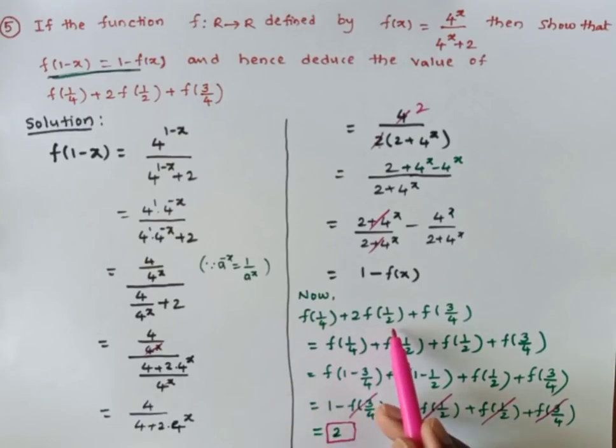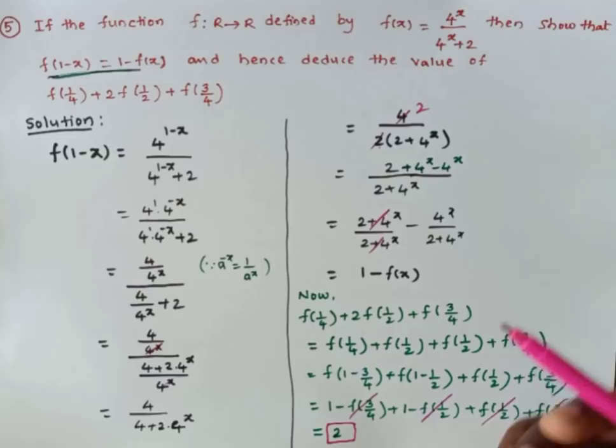So f of 1 by 4 plus 2 into f of 1 by 2 plus f of 3 by 4, the value is 2 by using this relation. If we put x equals 1 by 2, 1 by 4 and 3 by 4 in this, it may complicate. So by using that relation, you need to deduce the value of the given expression.